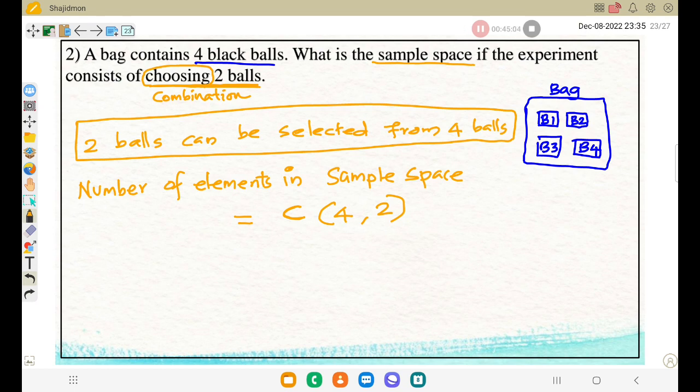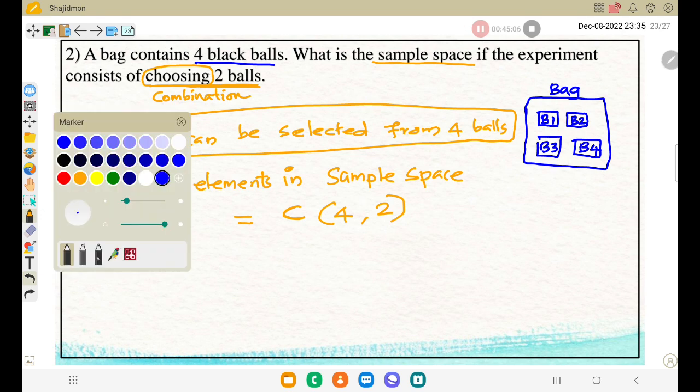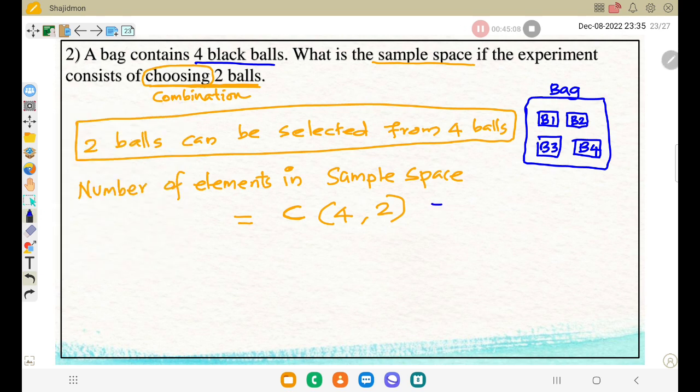So 2 balls we are taking out of 4, 2 at a time. So combination of 4, 2. You can check by calculator what is that number. Combination of 4, 2 means there are 6 ways we can choose. So in the sample space, how many elements will be there? 6 elements will be there, because 6 ways we can choose. Now we can assume what is that sample space. That is the question. So S equal to, what is that sample space?